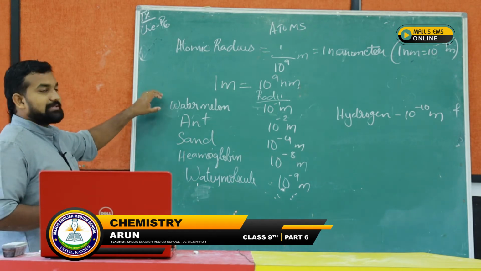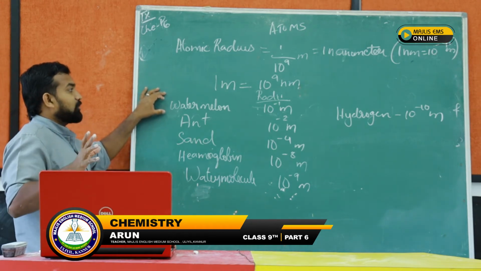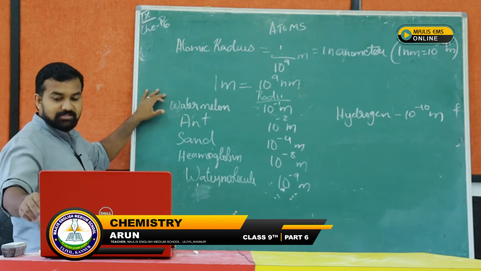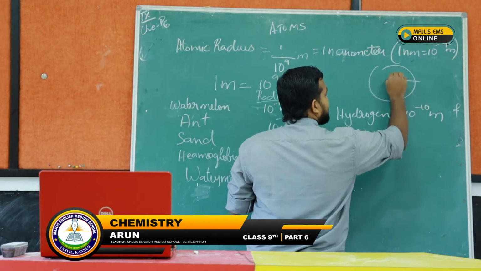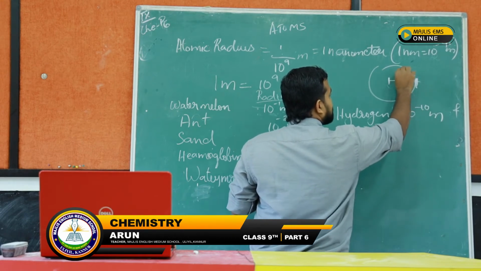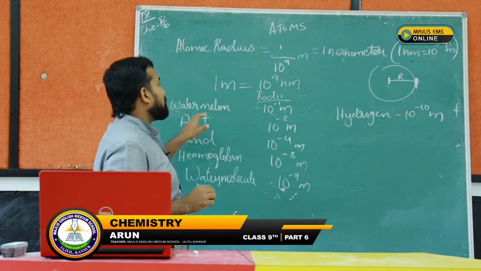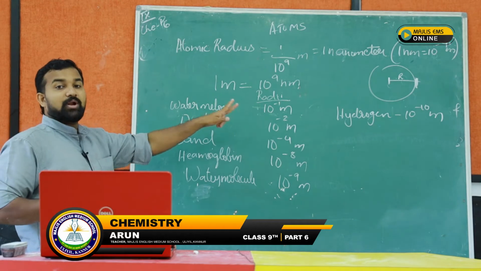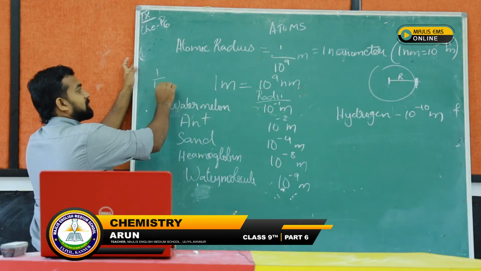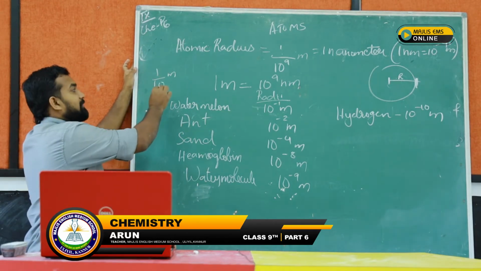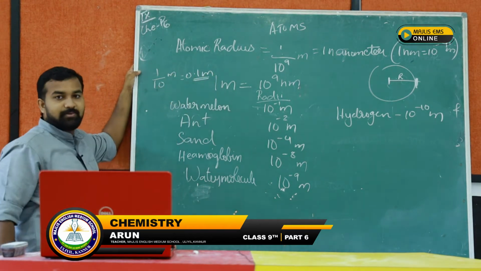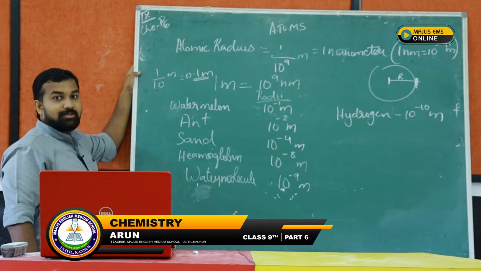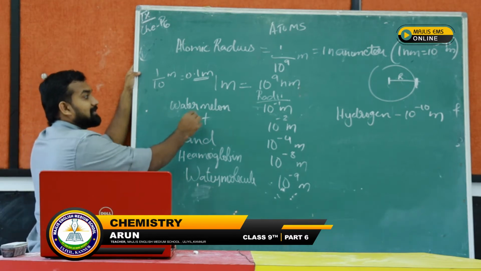Okay, for example, the size of a watermelon, that means the radius. If this is a circle, this is the radius, isn't it? The radius of a watermelon is 10 raised to minus 1 meter. That means 1 by 10 meter, which means 0.1 meter. That means 10 centimeter. Okay, the radius of a watermelon is 10 centimeter.